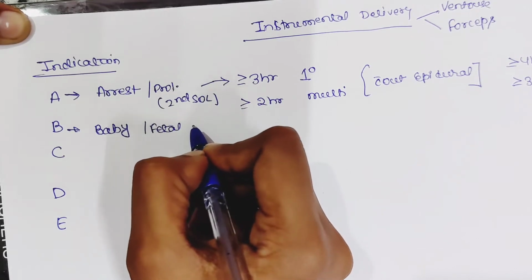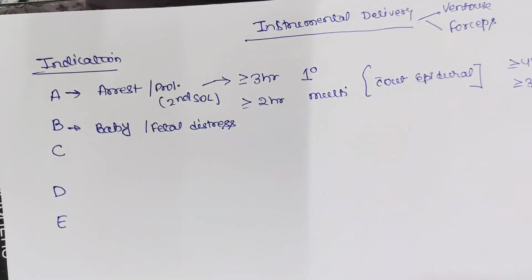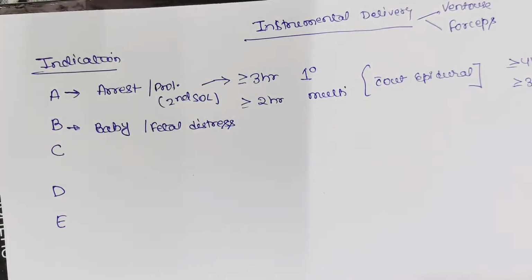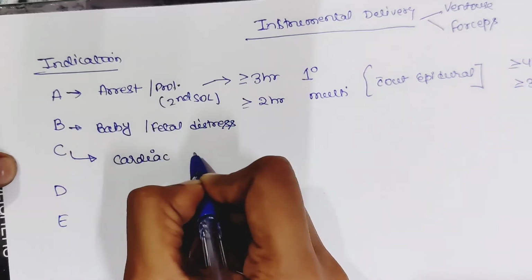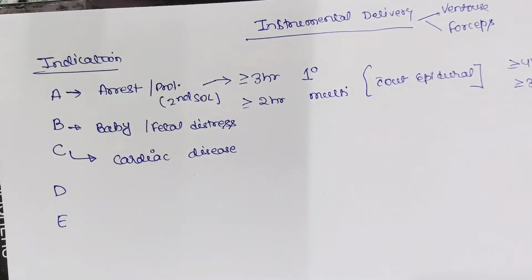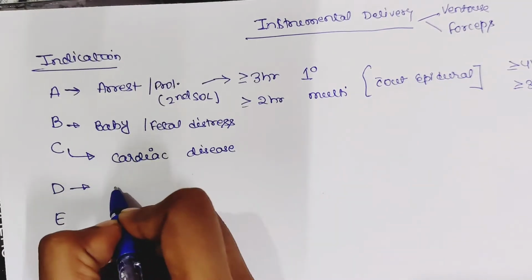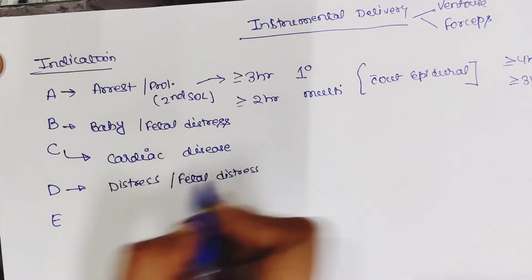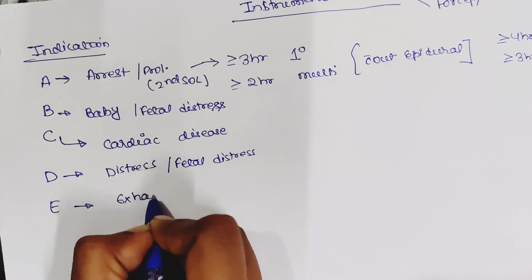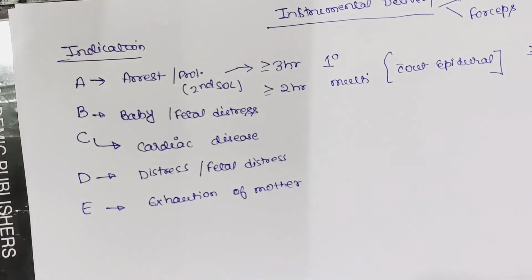B for baby. The baby indication is when the baby has distress, the baby's FHR is dipping, so the second indication is fetal distress. C stands for cardiac diseases. In cardiac disease of the mother, we will try to cut short the second stage of labor so as to decrease the chances of cardiac failure. D stands for distress. Again, this is the same, fetal distress. And E stands for exhaustion of the mother, when the mother is exhausted. So these are the indications of instrumental delivery.